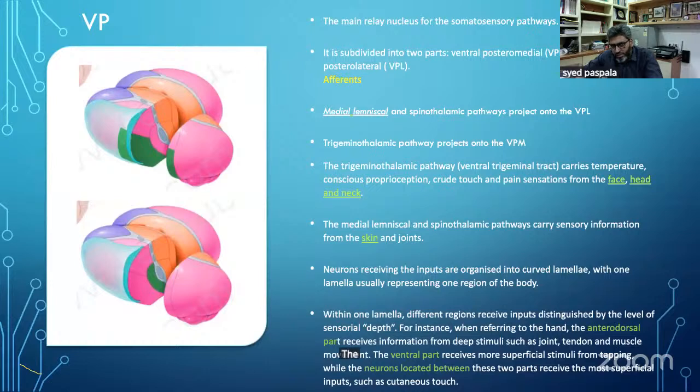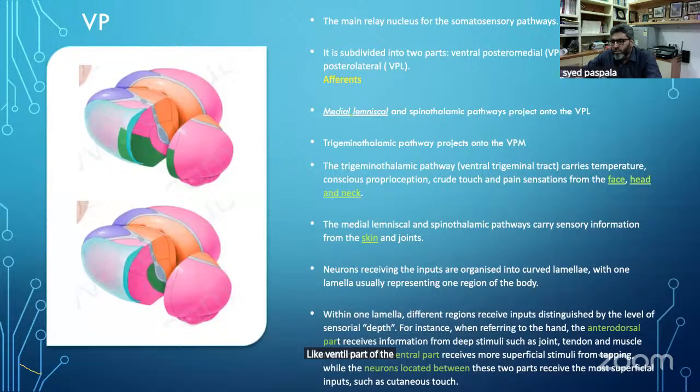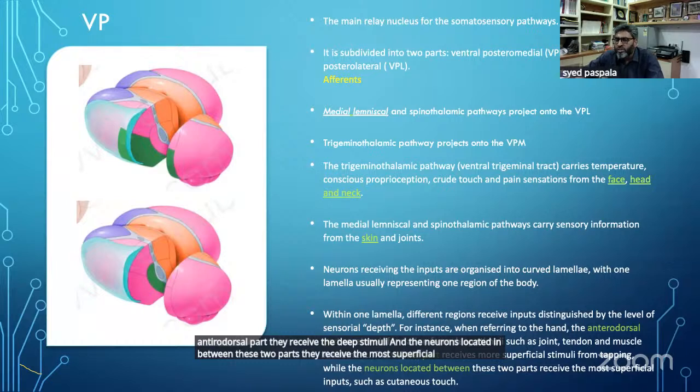The reception in these nuclei is arranged in the fashion of lamellae, and each lamella has a specific representation of a body structure. Even the depth of perception of a sensation, like deep sensation and superficial sensation, has a different representation in each lamella. The ventral part of the nuclei receives superficial stimuli, and the anterodorsal part receives the deep stimuli. And the neurons located in between these two parts receive the most superficial inputs, like cutaneous touch.